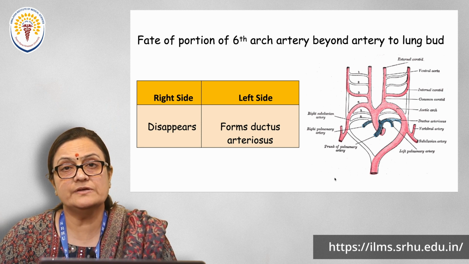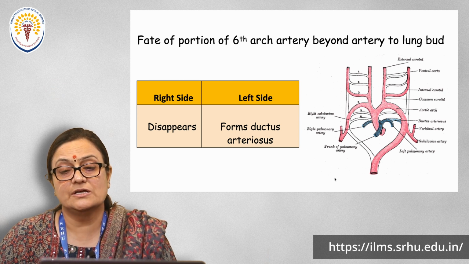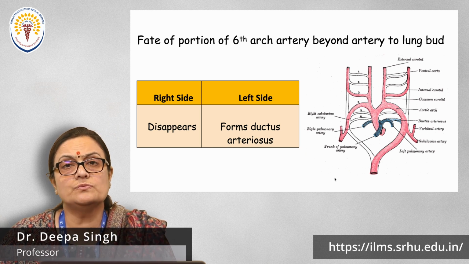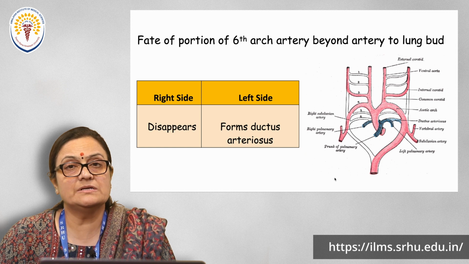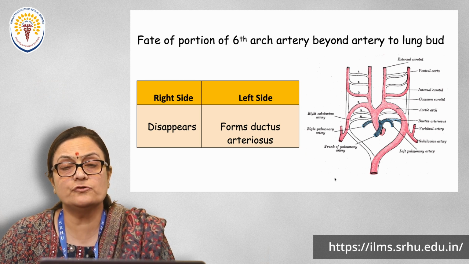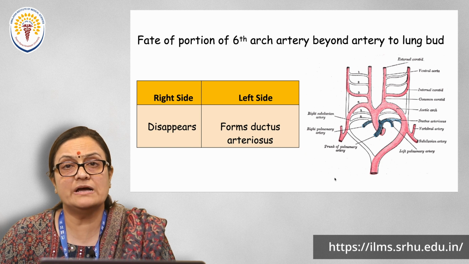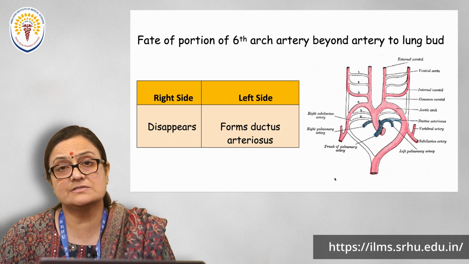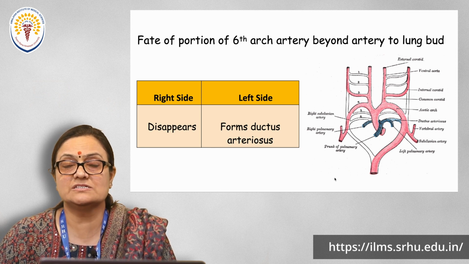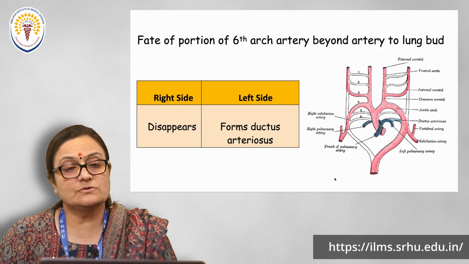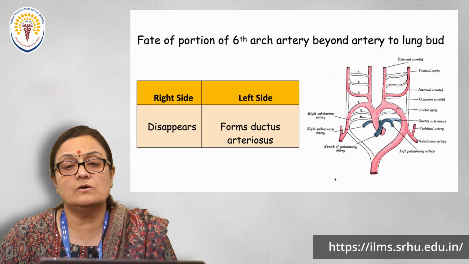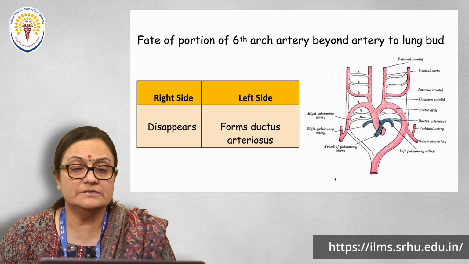In the developing fetus, the lung is not functional. So, blood from the pulmonary artery will have to be bypassed to the arch of aorta. So, we need some bypassing channel till the pulmonary circulation starts at birth. So, before birth, this channel will serve to bypass the blood from the pulmonary artery to the aortic arch, and that is why it remains on the left side. Why? Because the aortic arch is present only on the left side. So, finally, we revise again the fate of portion of sixth arch artery beyond or distal to the artery of lung bud. So, right side it will disappear and left side it will form the ductus arteriosus.